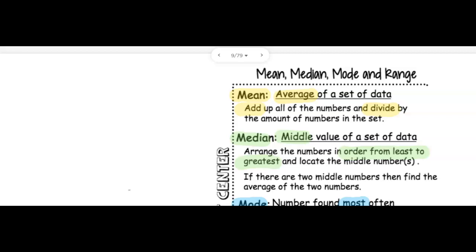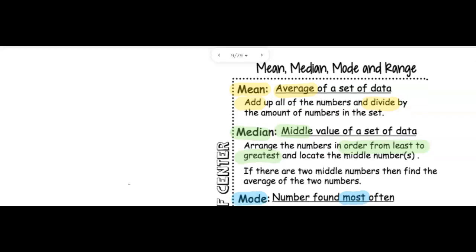So with a highlighter, you're going to highlight mean, and that's another word for average. Mean is the average of a set of data. You're going to add up all the numbers and divide by the amount of numbers in the set. So you're going to highlight add and divide.